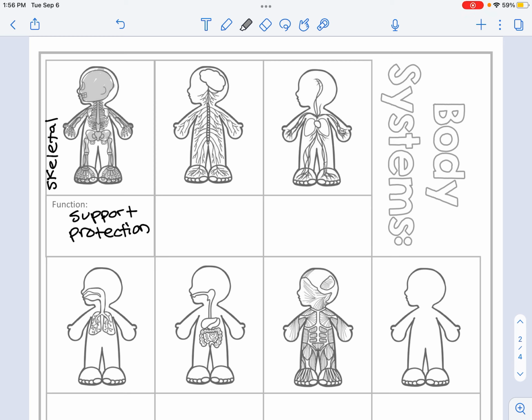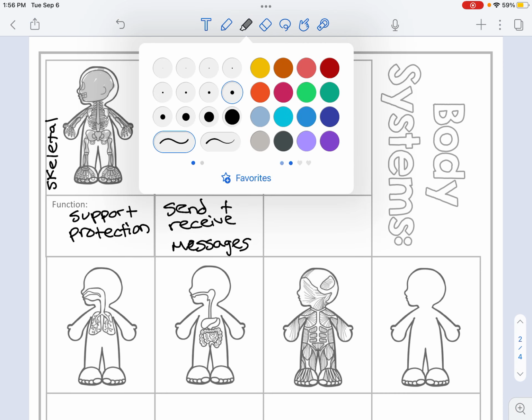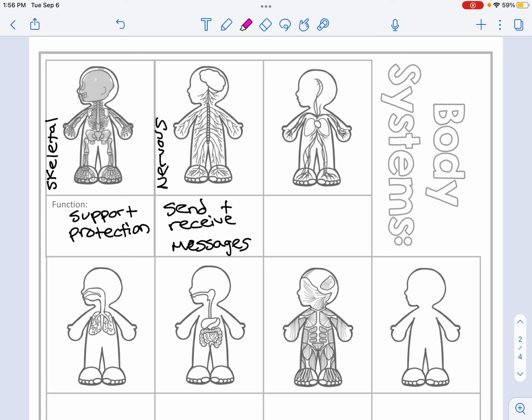The middle one on top is the nervous system. And its job is to send and receive messages. Sorry for the tapping noise. That is my pen hitting the screen. Your nervous system is the brain, spinal cord, and then all of the nerves all throughout the body.